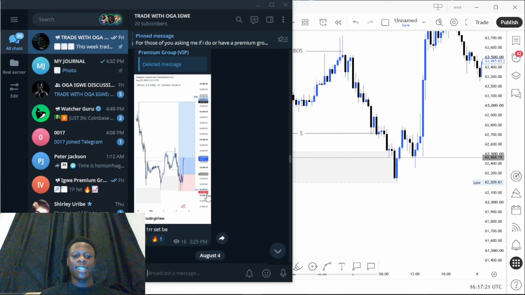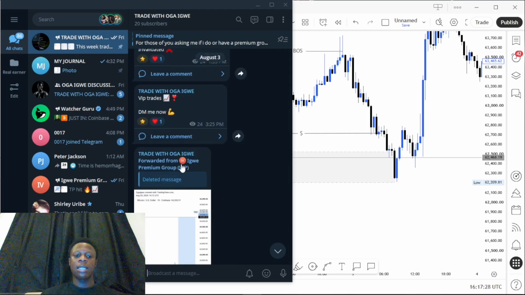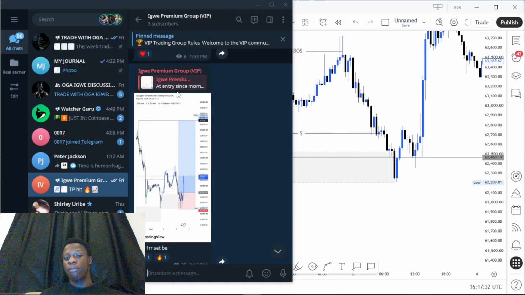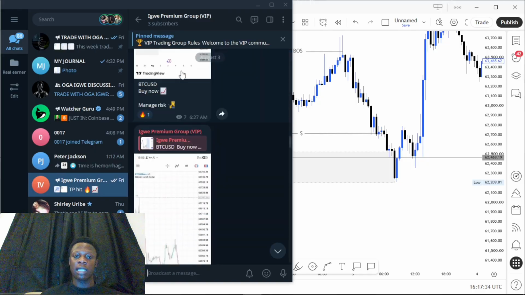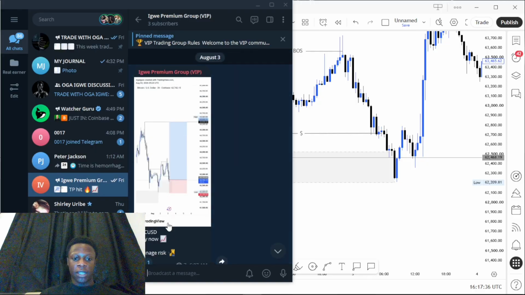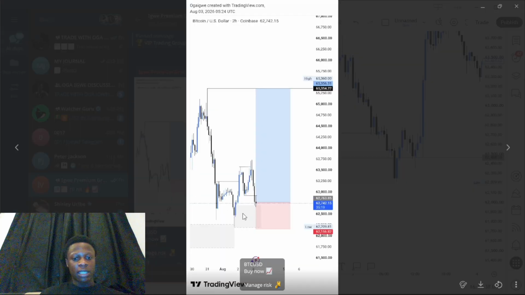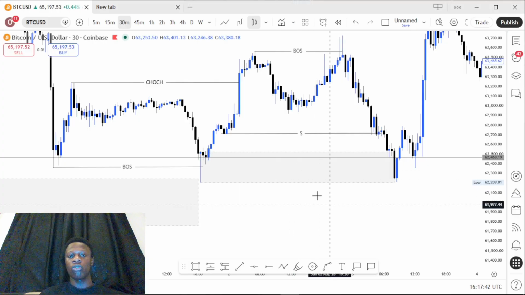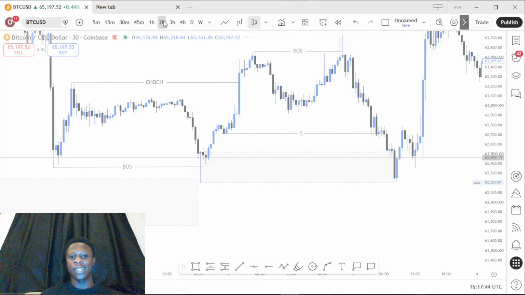And this trade now you can actually see is the BTC. I said up to one hour I will set B, and this trade you can actually see is a premium group. This was my VIP group, and I sent this out to my VIP, and you can actually see what I said. I said buy BTC now. You can actually see this entry right here. This is on the 2 hour time frame, so let's go to the 2 hour time frame so you can see it on this very chart now.